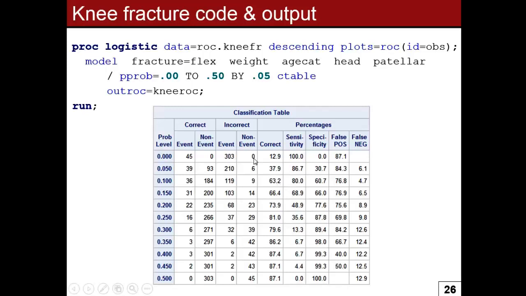If I just gave you this, you would actually be able to sketch out what an ROC curve would look like, just based on this information alone. But we're not going to stop there. We're going to say plots equals ROC, and you can say ID equals obs. SAS gives you a whole bunch of options for how you customize the plot. One of them is ID obs, which labels it by the observation, to figure out which person contributes to which cut point.